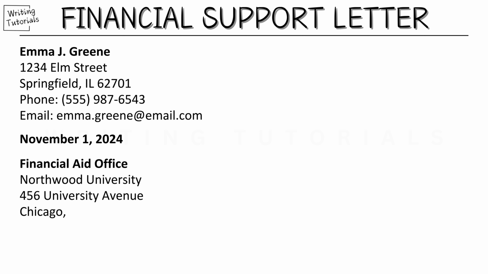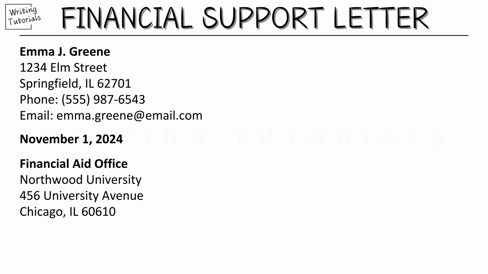Recipient's information. Following the date, you'll add the contact information of the office or person you're addressing. Here's an example. Financial Aid Office, Northwood University, 456 University Avenue, Chicago, Illinois 60610. This goes directly beneath the date and is aligned to the left. You're addressing your letter to the financial aid office here, as this is where decisions about financial support are typically made. If you know a specific person, like a financial aid director, include their name. But if not, the office name is just fine.